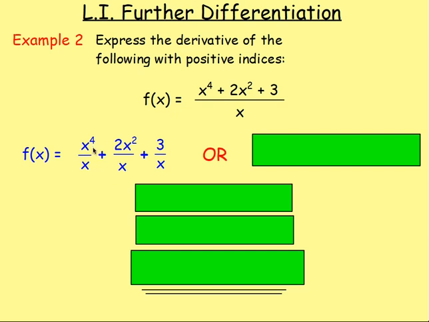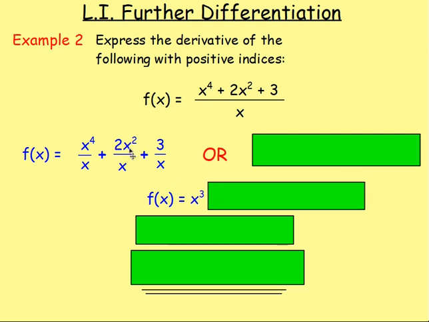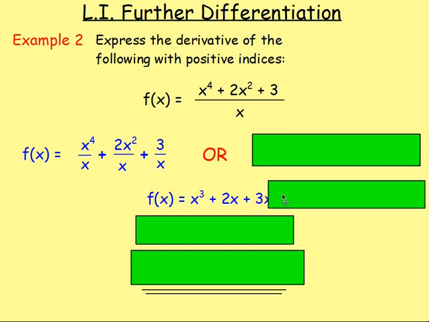If you do that, well, you could simplify each term. If you do x to the 4 divided by x to the power of 1, that's just x cubed. 2x squared divided by x will leave you with just 2x. And 3 over x, well, remember you don't want x in the bottom, so move it up to the top, and it's 3x to the power of negative 1. So that's one way of doing it.